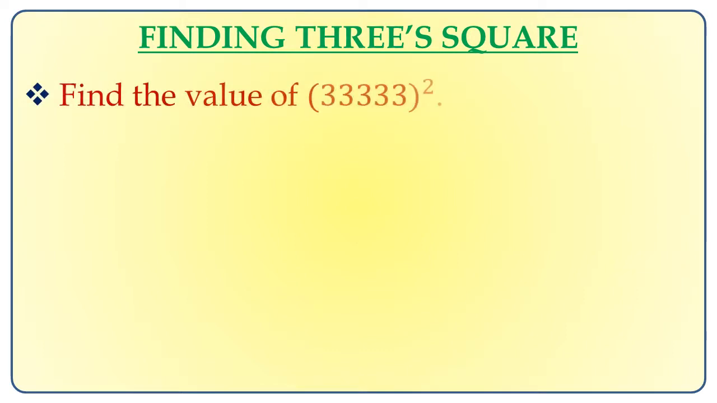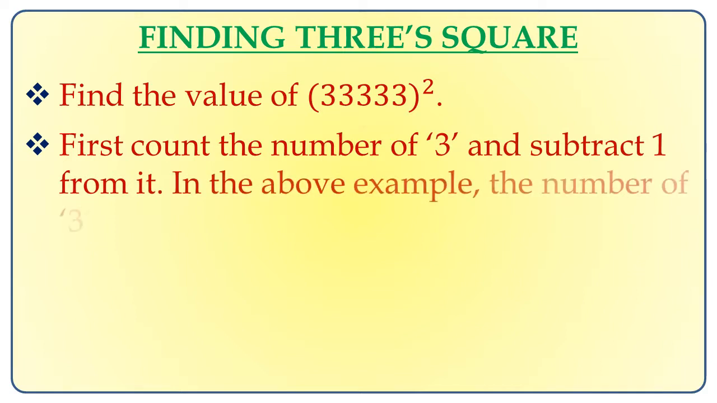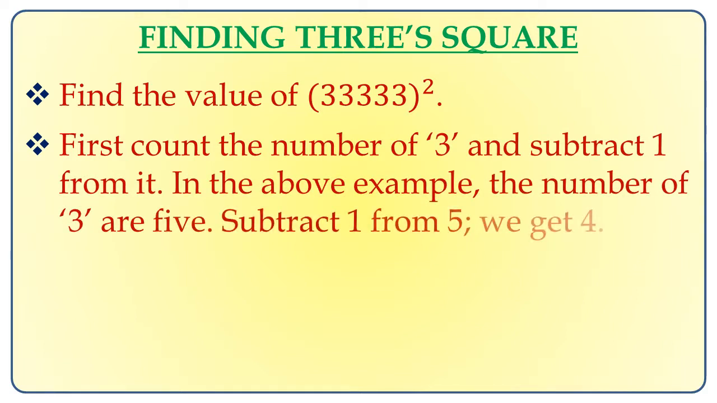Find the value of 33333 square. 3, 3, 3, 3, 3. So we have to count the number of 3s. In this question, five 3s are written here. So what we will do, in any question consisting of all 3s, we count the number of given 3s and always subtract 1. Always subtract 1.